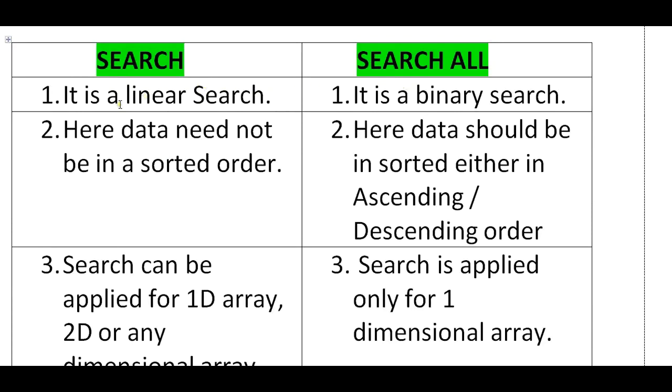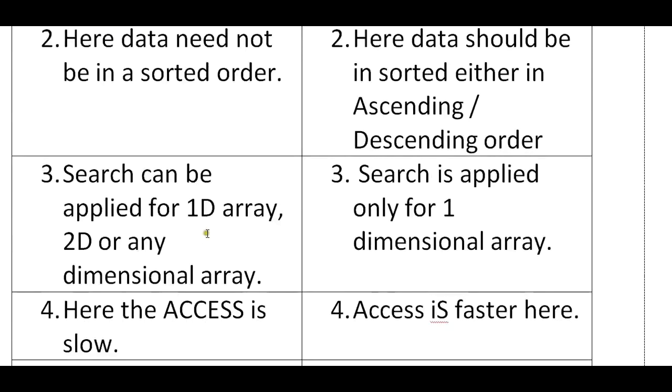Search is a linear search and search all is a binary search. Here the data need not be in a sorted order. So here the data should always be in a sorted order, that is either in ascending or descending order. Search can be applied for a one-dimensional, two-dimensional or multi-dimensional array. Search all is only applied for a one-dimensional array.